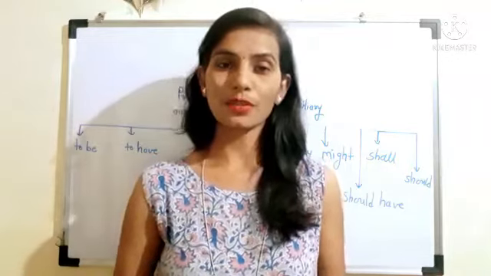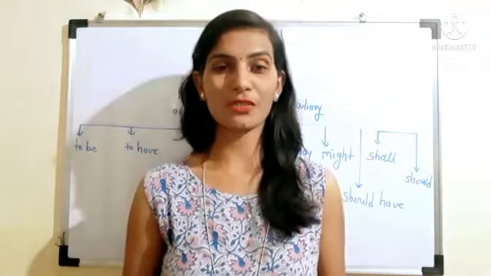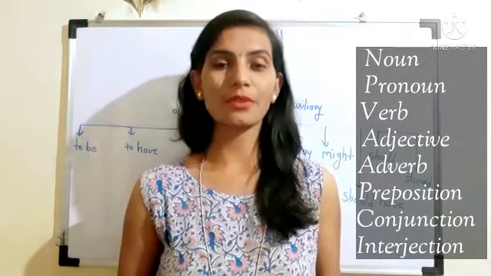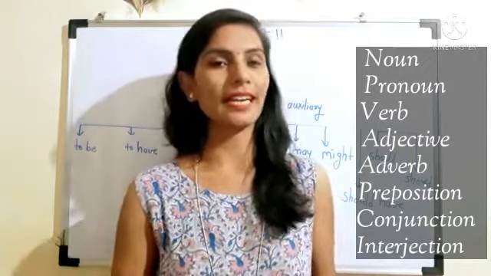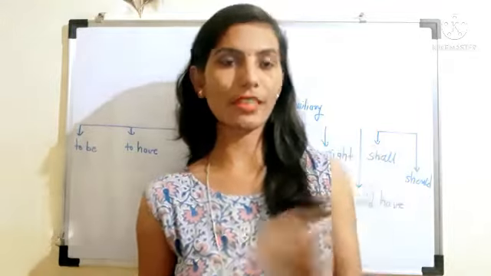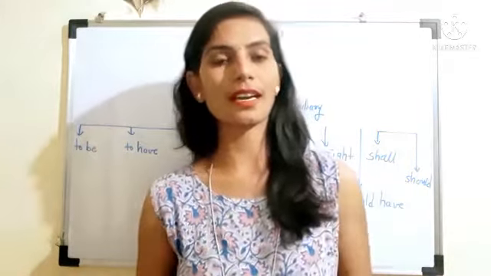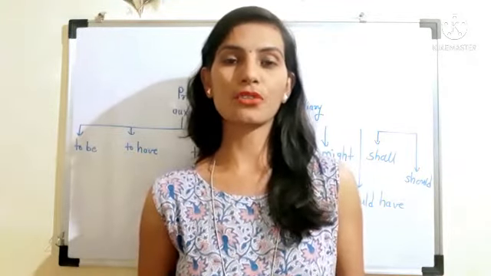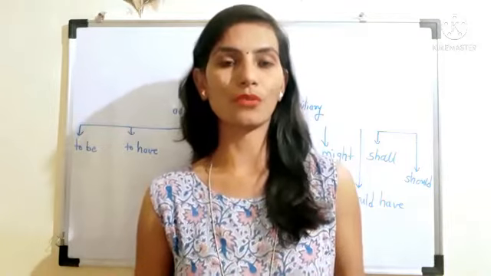So as we know, there are 8 parts of speech: noun, pronoun, verb, adverb, adjective, preposition, conjunction and interjection. Right? We had learned about them in great detail. Means about the noun we had learned, then pronoun we had learned. Now we will see what is actually a verb and what are the types of verbs.